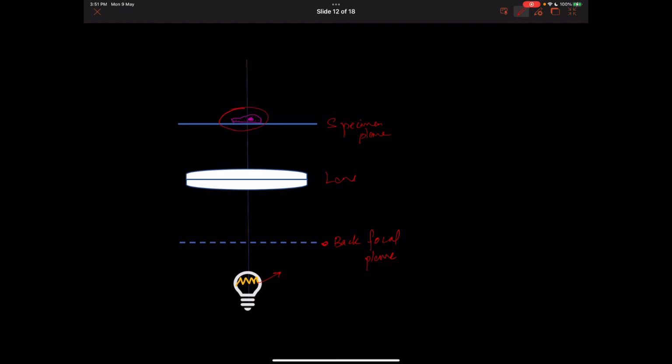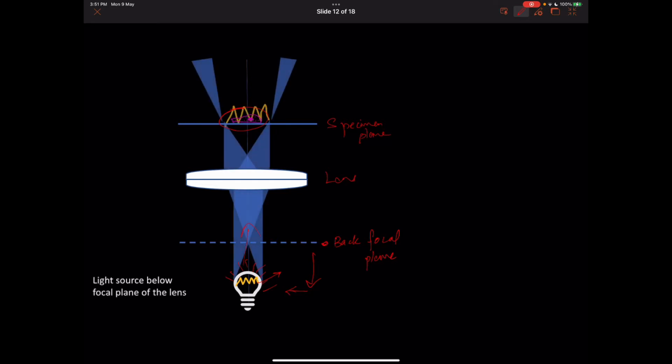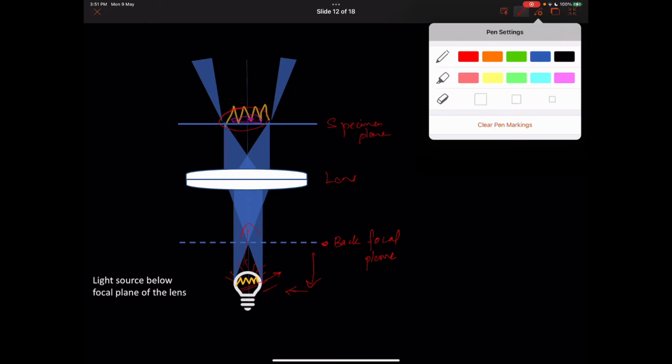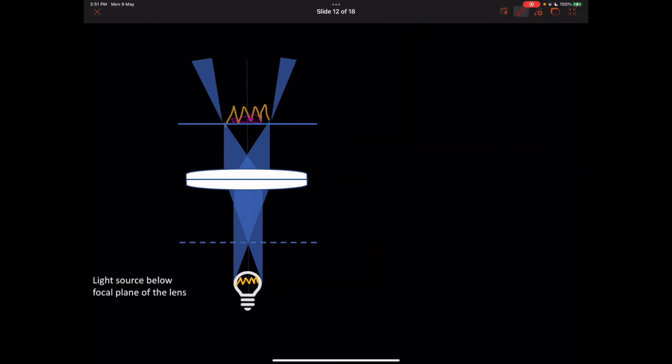Now, if you illuminate this light source, it will start emitting light, and this light will pass in this direction towards your lens. If your light source is placed before the back focal plane of this lens, somewhere here, you are actually going to form an image like this, where the light filament is going to be imaged onto your sample. So on the specimen plane, you can actually see the image of your light source.